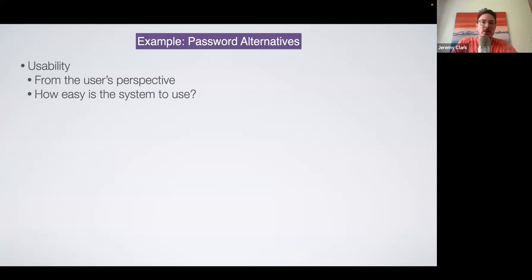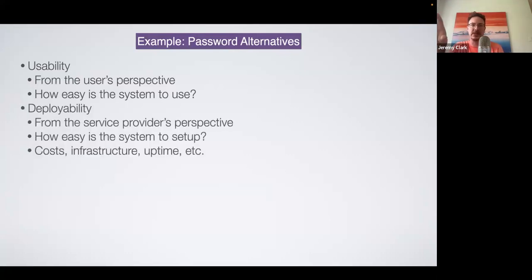Okay, so we'll go through them one by one. So the first one's usability. Usability is from the user's perspective, and it's basically how easy is the system to use? Deployability is from the person providing the service, and it can be anyone. So if it's a password alternative, it's the website. But if it's single sign-on, it's both. You can do it from the website's perspective, but then now Facebook has to put up extra servers like we talked about. So that would be a deployability perspective from their side as well.